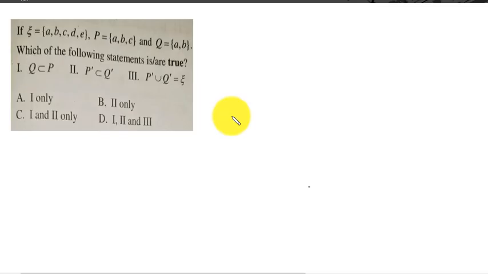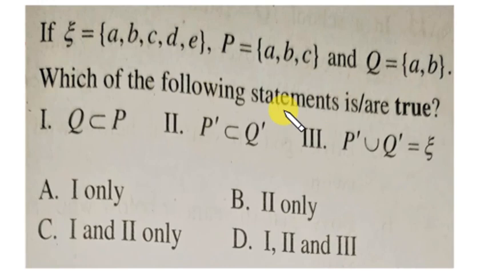Hello, today we solve this question and it says that if epsilon equals the set A, B, C, D, and E, the set P equals A, B, C, and the set Q equals A, B. Which of the following statements is or are true?